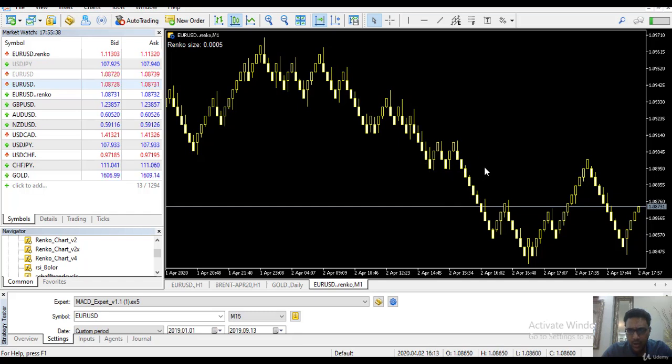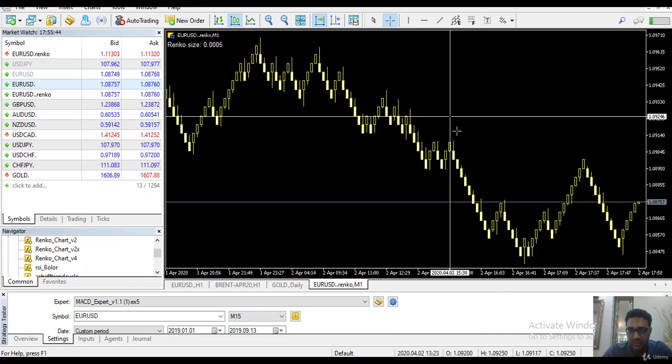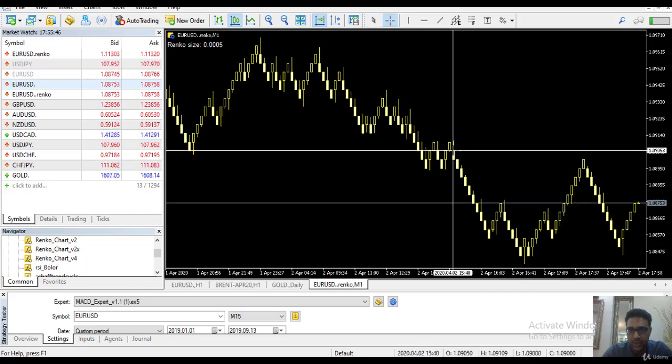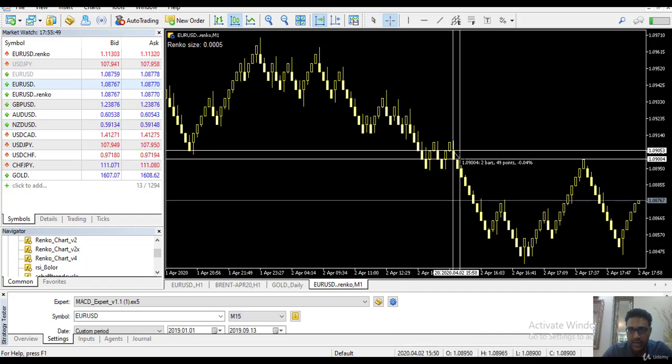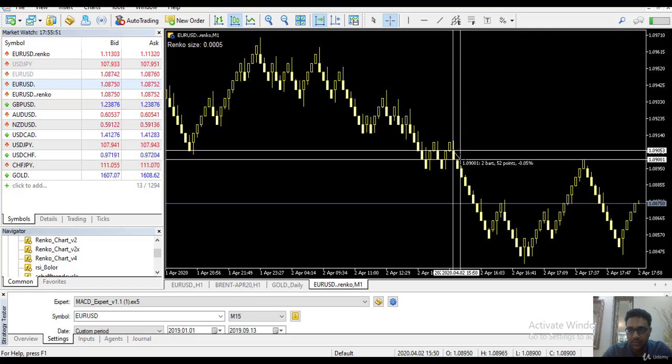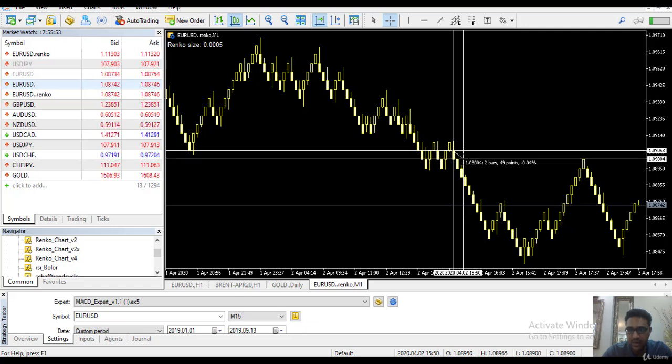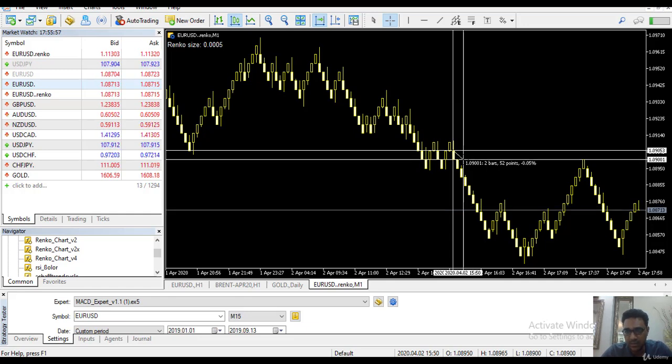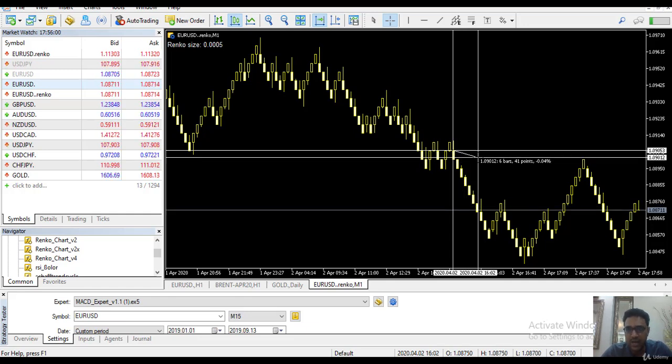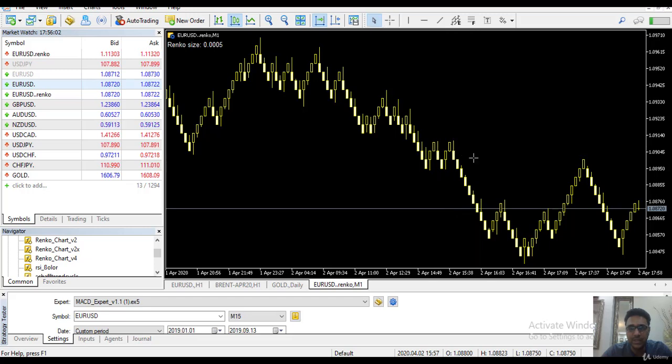One brick over here, like this one, represents 50 points. If the price has moved from this area to the low of this area, it has roughly moved 50 points. As you can see here on the points, this is 49 and this is almost 52. So yes, one brick represents 50 points. And you can see there are some wicks as well. This has gone up. This represents 1 minute.